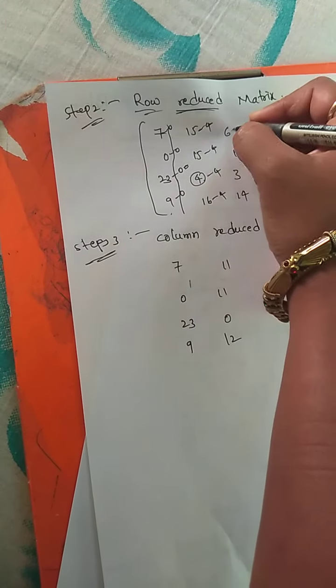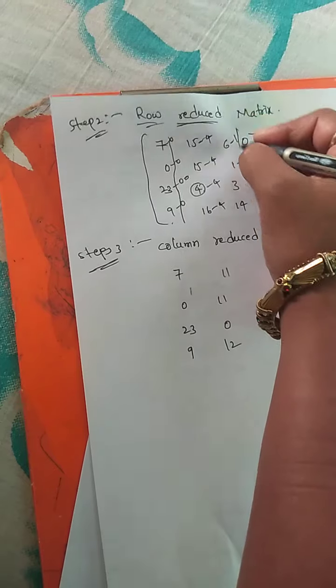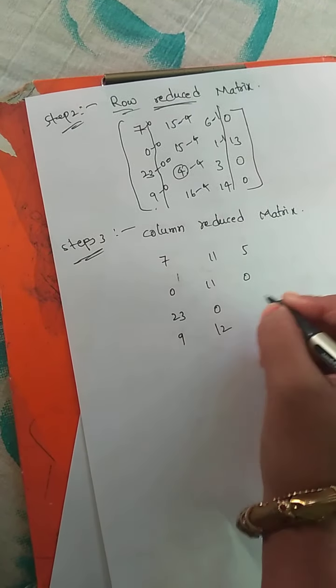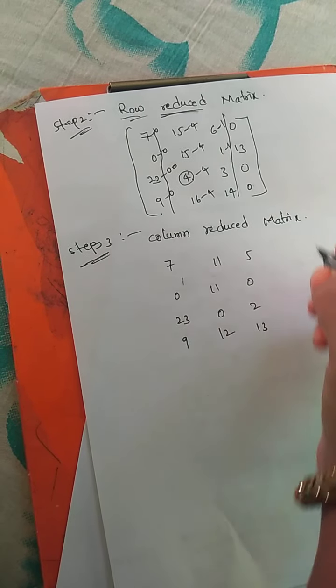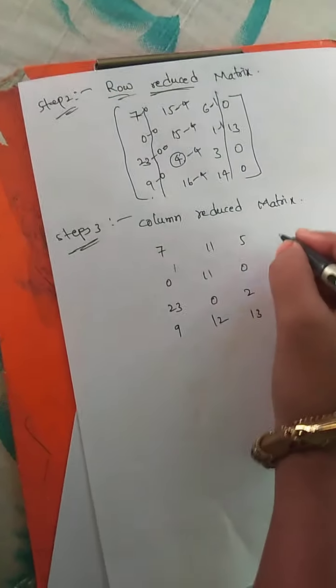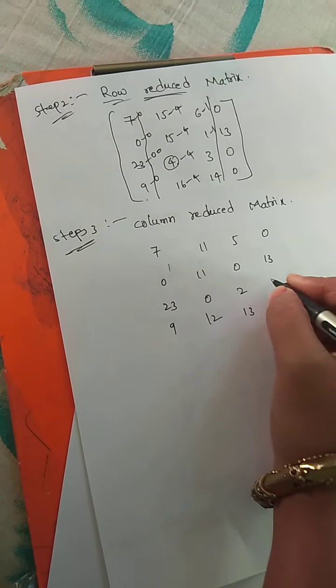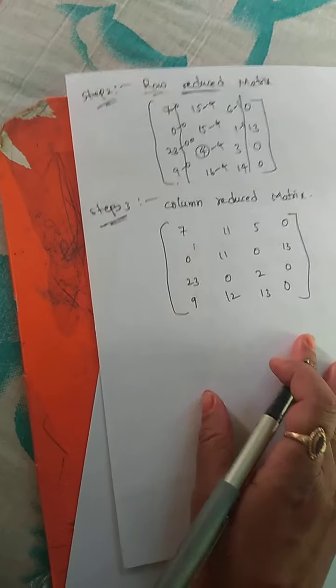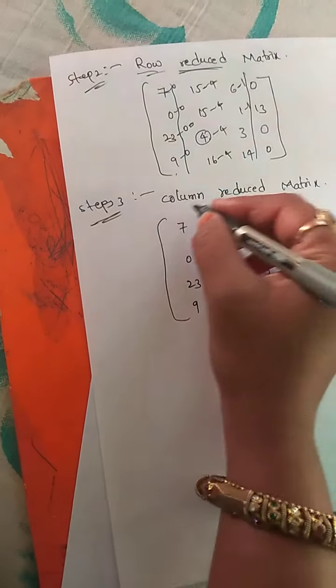Next, in this column the least value is 1. So we get 5, 0, 2, 13. In this column the least value is 0. So there is no change in the column. This is the column reduced matrix.